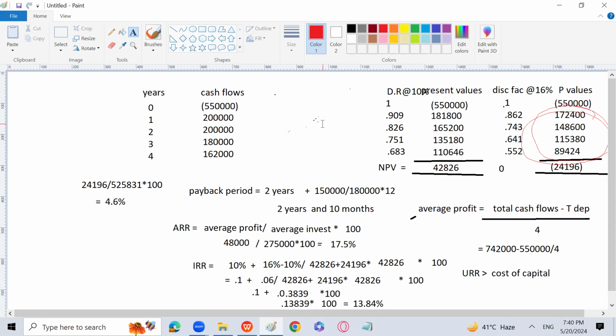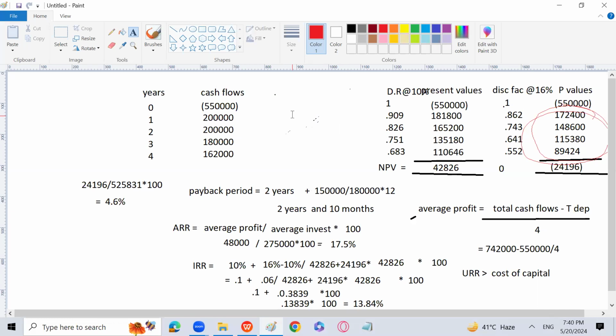4.6%. So I have to increase every cash inflow: 172,400 will increase by 4.6%, 148,600 will increase by 4.6%, 115380 will increase by 4.6%, 89424 will increase by 4.6%. And then I will divide them by the discount factor to find the new cash inflow values which we should have, so that after multiplying by the discount factor, we will get the present value which will make our NPV 0.